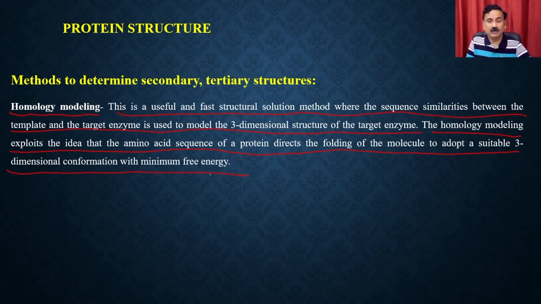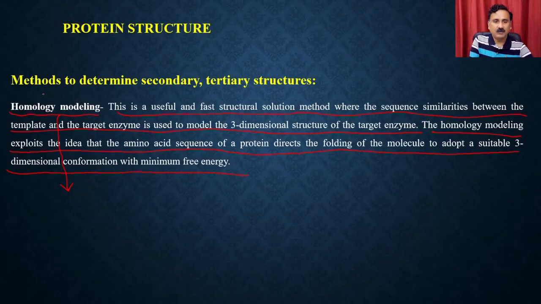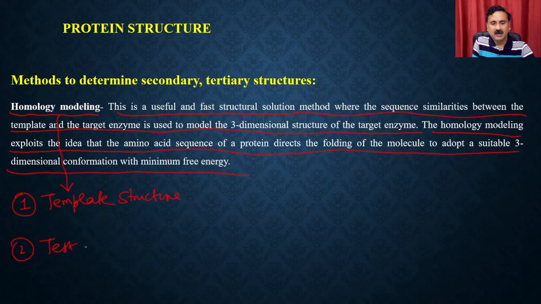So homology modeling depends on the phenomenon that when two proteins have similar amino acids, they are going to adopt similar folds, right? Because you know that the primary structure directs the folding of these amino acids. That's why when the primary structure or the amino acid sequence is identical, it is going to fold into the same shape. Which means if you want to use homology modeling, you are going to have two things. You are going to have a template structure, and you are also going to have the test amino acid sequence.